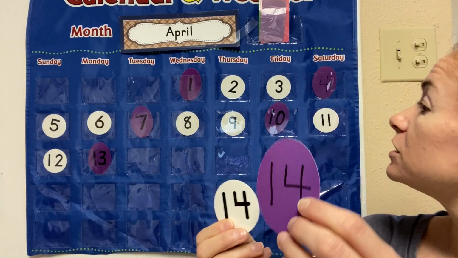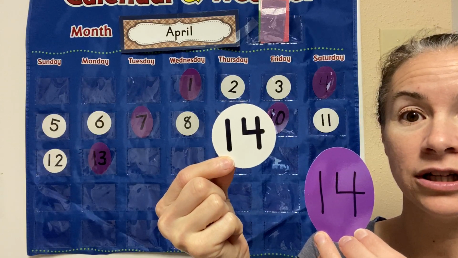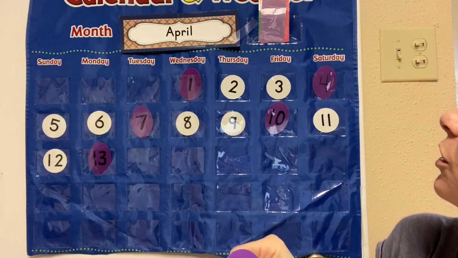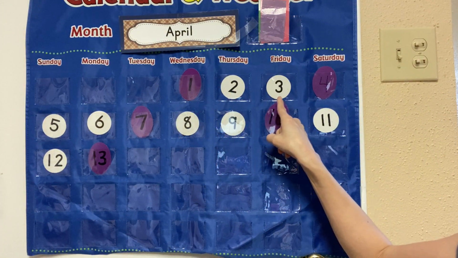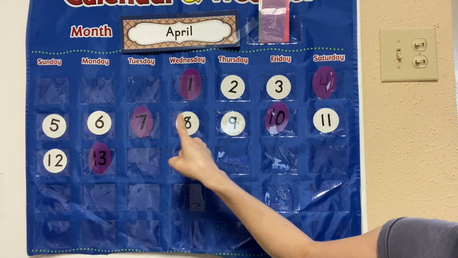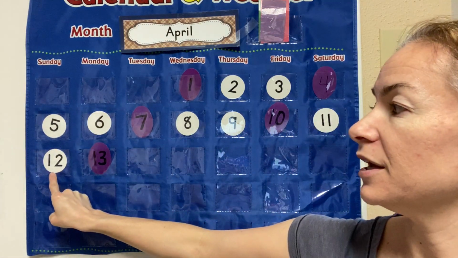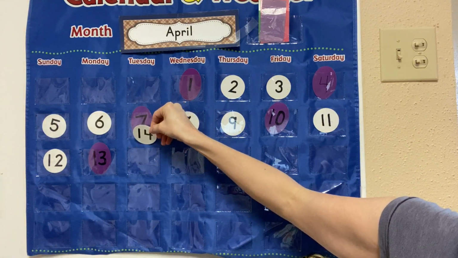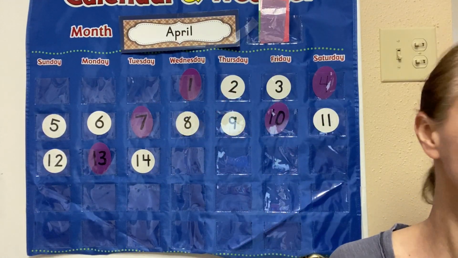So let's see what comes next in our pattern. Do we need a white circle or do we need a purple oval? Let's check. Ready? Purple, white, white. Purple, white, white. Purple, white. So today we're gonna have a white circle.